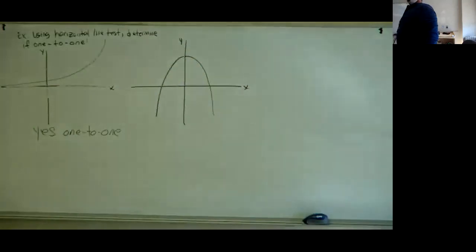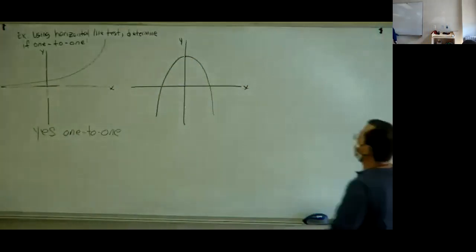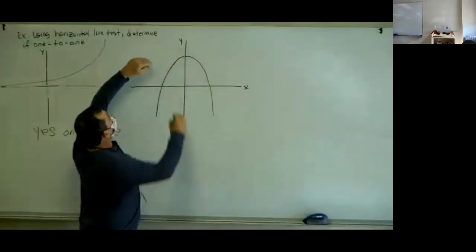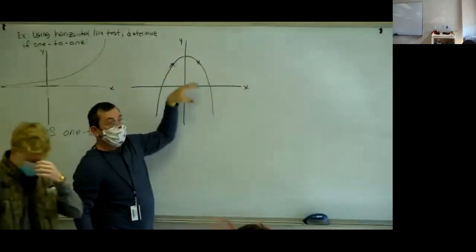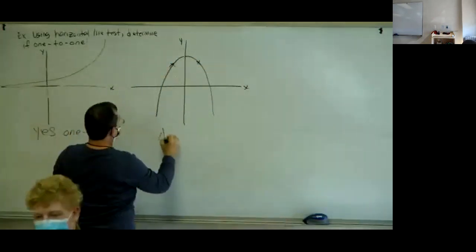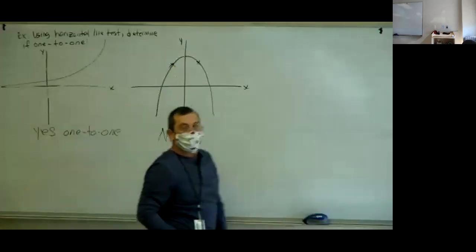Now that is definitely a function, but is it one-to-one? No, because if you run that horizontal line, it would hit here and here, here and here. So since it's going to hit it more than once, we're going to put no, not one-to-one.